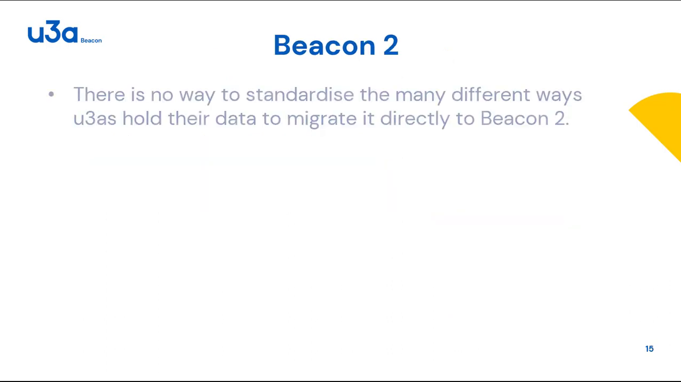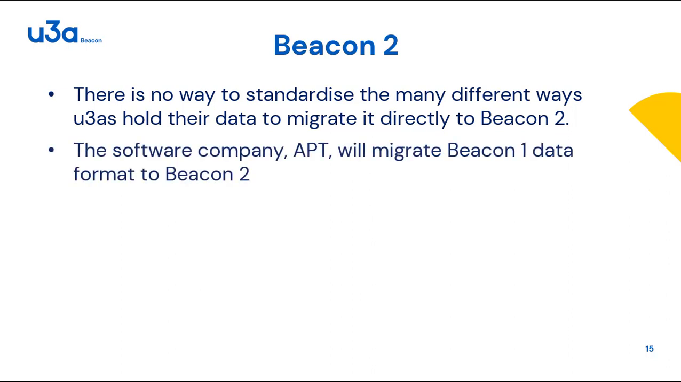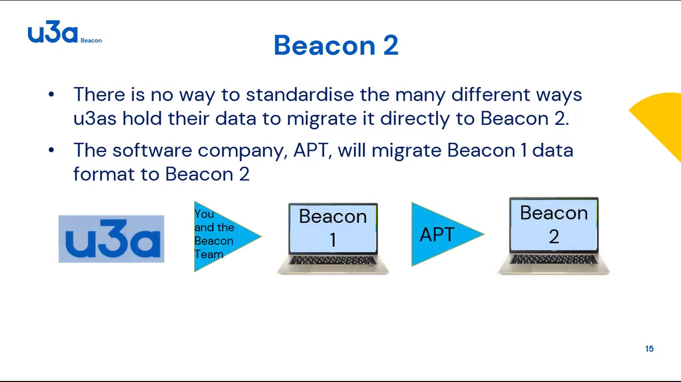You may be wondering about Beacon 2. U3As keep their data in so many different ways, there's currently no method for collating these into a standard set for Beacon 2. APT, the company creating Beacon 2, is going to take existing Beacon 1 data and transfer it into Beacon 2. The only method for migrating your data into Beacon 2 at the moment is via the well-established route into Beacon 1.